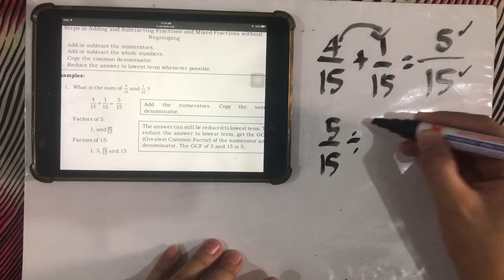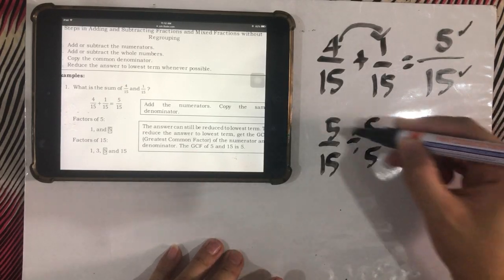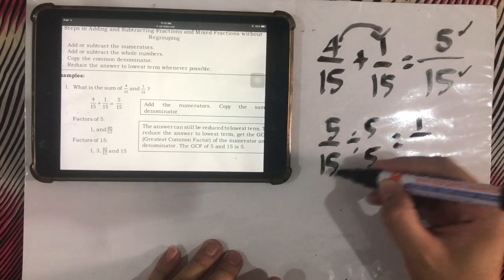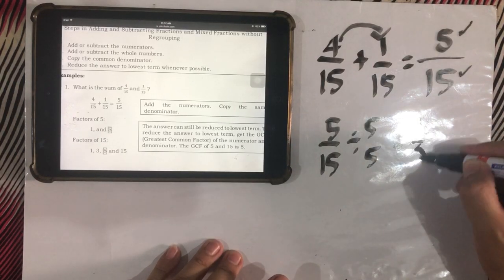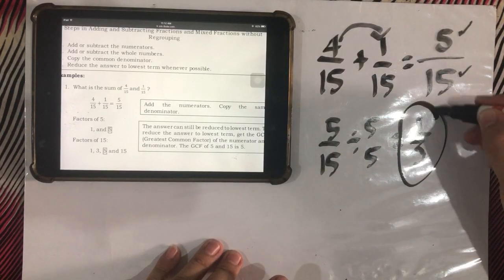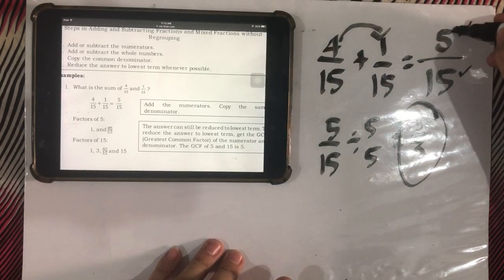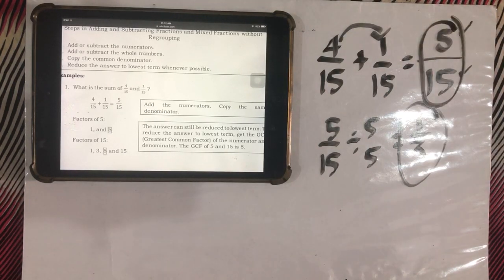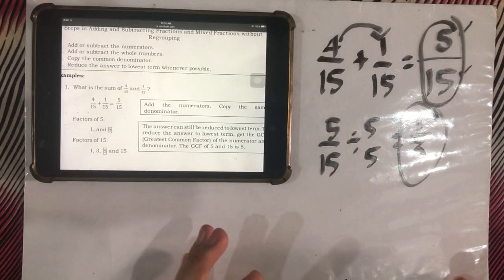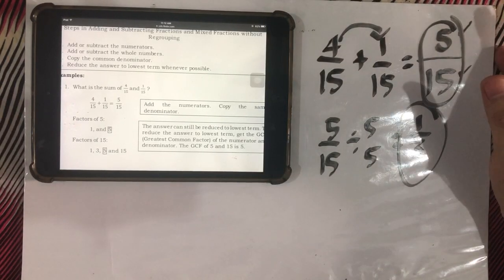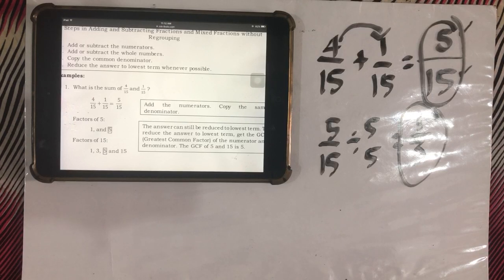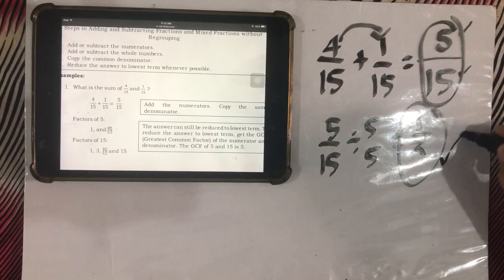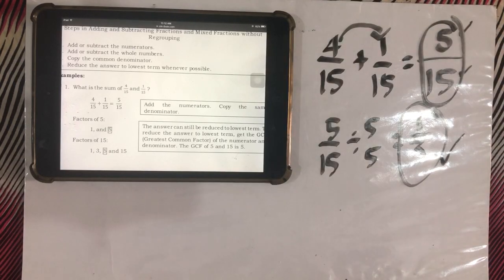Divide mo yan sa 5. 5 divided by 5, you have 1. 15 divided by 5, you have 3. So therefore, the correct answer is 1/3. This is also correct, 5/15. Gaya nga na sinabi ko yan, they are what we call equal fractions, di ba? Kaya lang kasi in mathematics, usually, we always put the answer in lowest term, especially if we are discussing about fractions. So, this would be a better answer compared to this one.